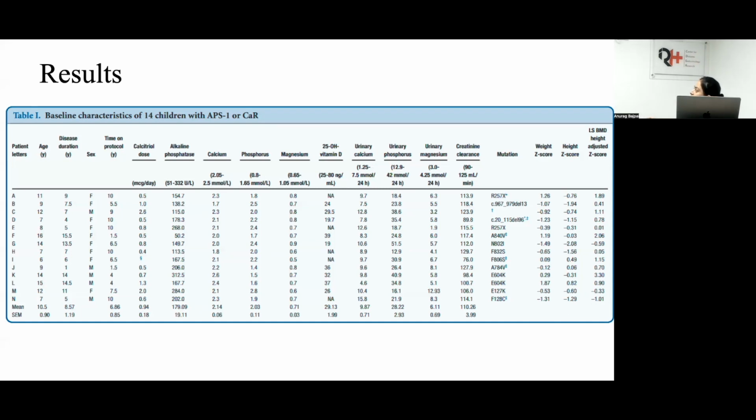The renal function tests were normal at baseline in all the subjects, and nephrocalcinosis was present in all subjects at the start of the study. So this is a big message: even at a younger age of 5, 6, or 7 years, they already had nephrocalcinosis, which means this is a very inevitable problem that will happen in hypoparathyroidism.